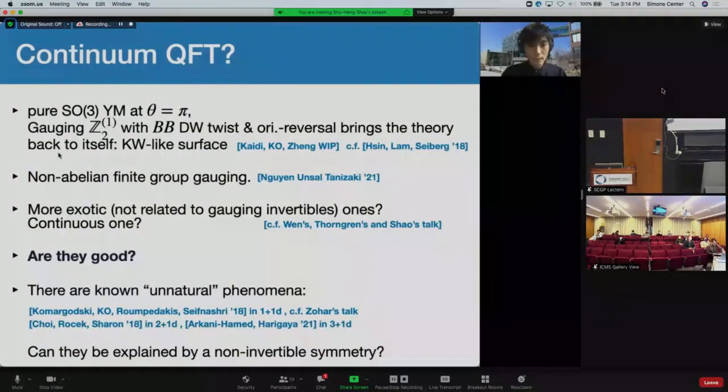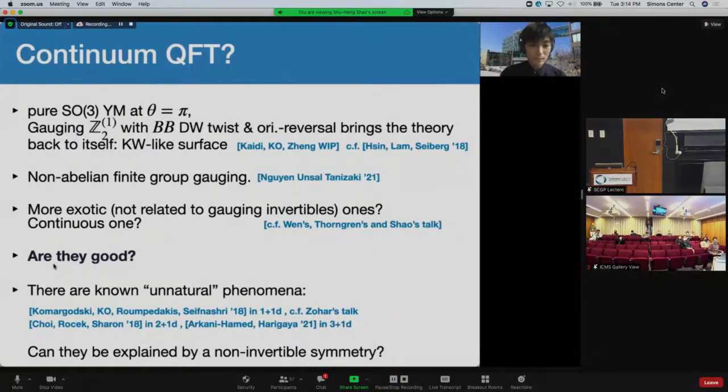But these examples are related to gauging of invertible ones. So one might ask, is there any more exotic one, or even is there a continuous one? These are interesting open questions, and you should refer also to these interesting talks. And please notice that I haven't answered my first question of whether they are good for anything, and I cannot answer, but I hope that this turns out to be positive in the near future.